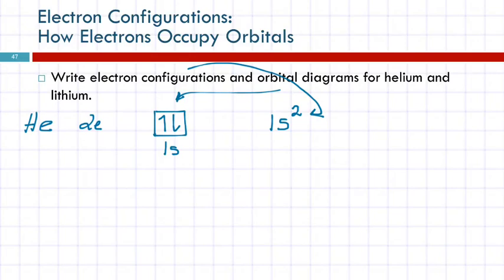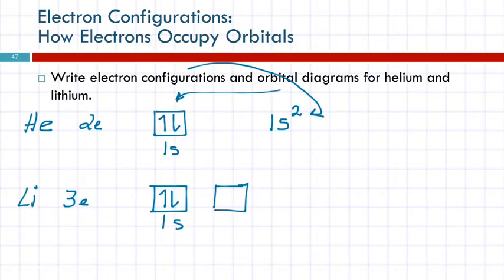Let's look at lithium. How many electrons does lithium have? 3 electrons. So the lowest energy is what's going to fill up first. The first shell contains 1 subshell, the s orbital, and that can hold 2 electrons. Where's the 3rd electron going to go? It has to go to the next shell, shell 2. Shell 2 has 2 different subshells. It has the s and it has the p. And for the p, there are 3 of them.